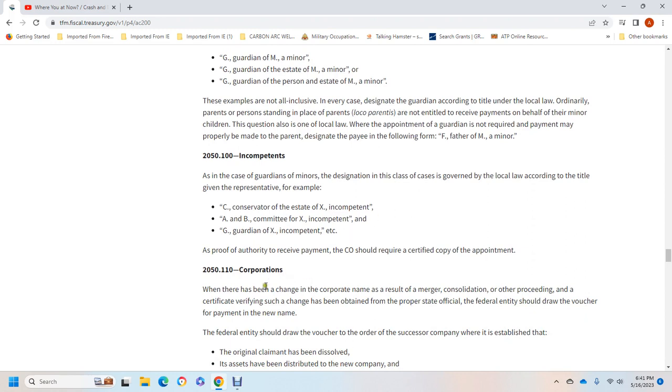250-110, corporations. There may have been a change in the corporation's name as a result of a merger, consolidation, or other proceeding. The certifying officer should see that it has been obtained from the proper state official. The federal entity should withdraw the voucher and draw it payable in the new name, or in order to the successor company, whether it is established.